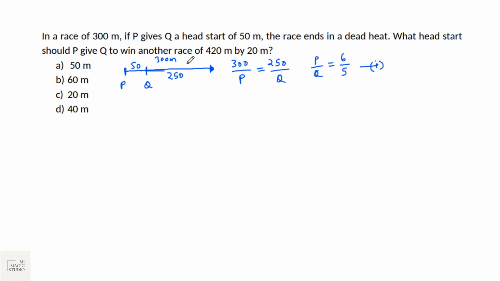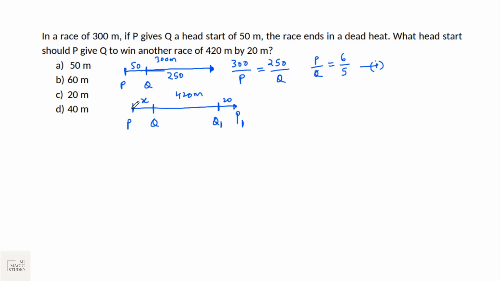What head start should P give Q to win another race of 420 meter? Suppose P is here, he gives Q a head start of X meter. And P will win by 20 meters. That means position of Q, Q1, would be here 20 meters behind the end point, when position of P, that is P1, final position, will be at the end.